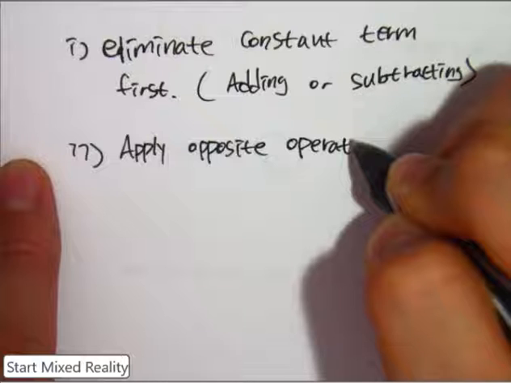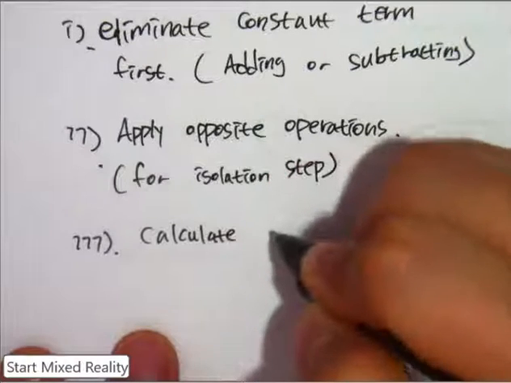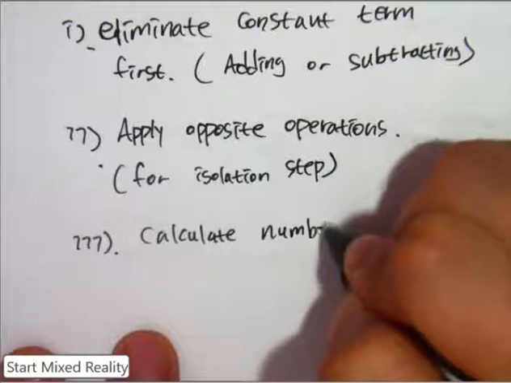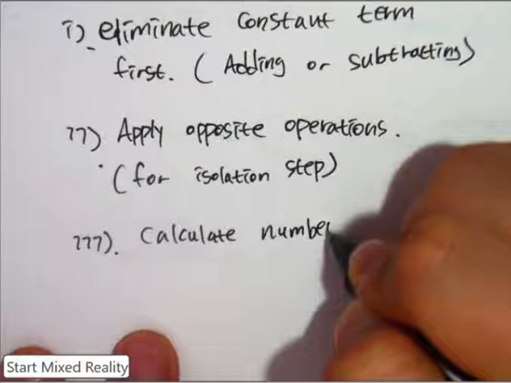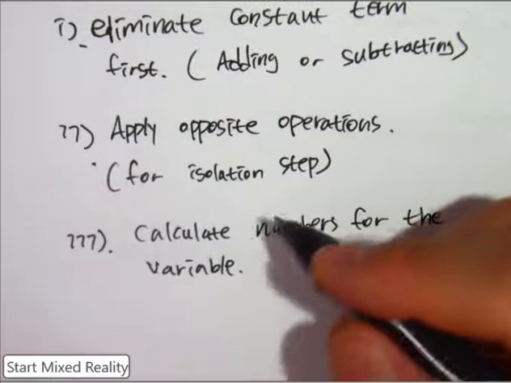Number three, calculate numbers for the variable. We need to now calculate whatever is on the isolated number side. So let's do this. I'm gonna do one example without the model, and I'm gonna do the other example that we did above to solve.